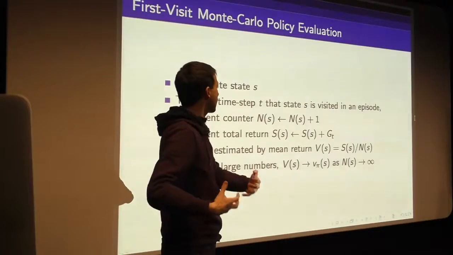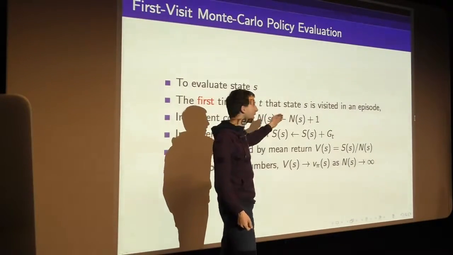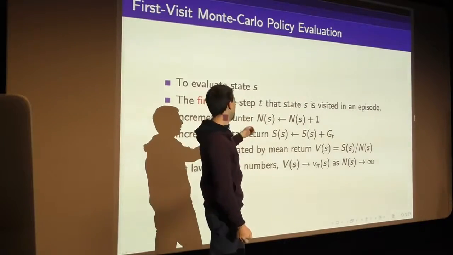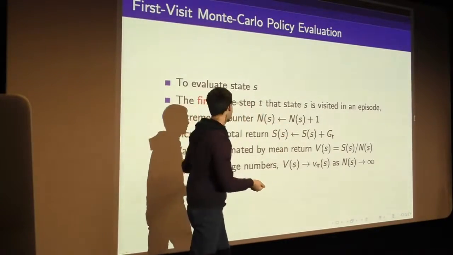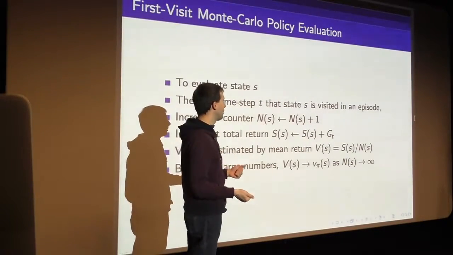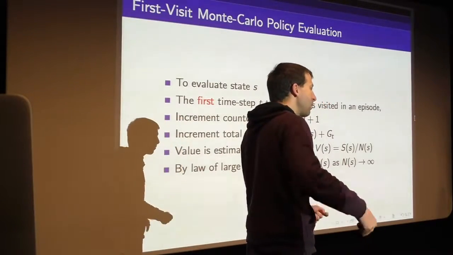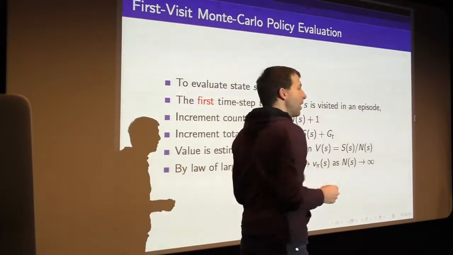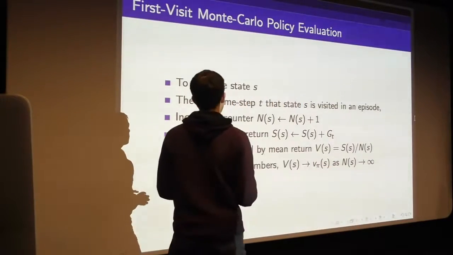And when I reach that state for the first time, I'm going to increment a counter to say how many times I visited that state. And I'm going to add up the total return. And now I can just get the mean return from that state onwards. So in each episode, we look at the first time I visited that state, we measure the total return we got from that, and we take the mean over those total returns from that point onwards.